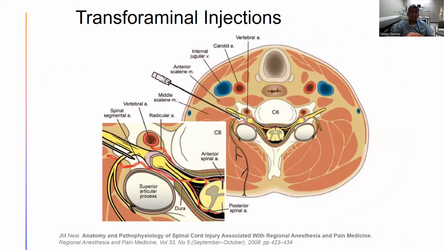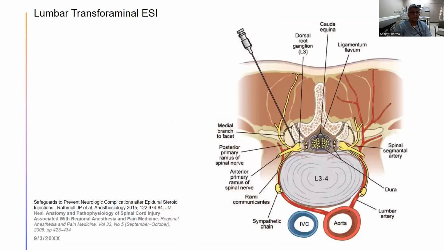Now, transforaminal injections in the neck, which we are moving away from. Some people still do it. The spinal segmental arteries, branches from the vertebral artery, pass through the foramen. If there is an injury to the artery, either a transection or just causing spasm, it can cause a lot of ischemia to the spinal cord in that area. So it's very high risk, and a lot of people are shying away from doing this now. So next slide, please.